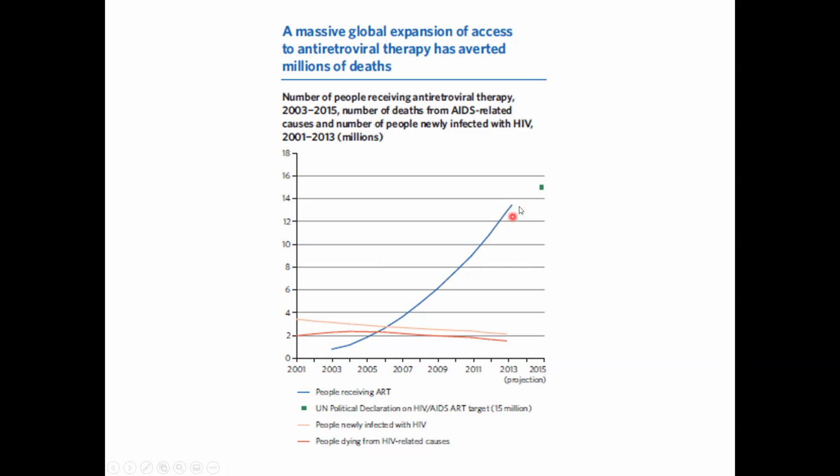This is last data 2013. So by 2015, based on the trend line, it may have made it. For people newly infected with HIV, we see a slight decrease, which is great. And people dying from HIV-related causes are trending downwards. So as this goes up, this should help people who have contracted HIV to live longer and healthier.